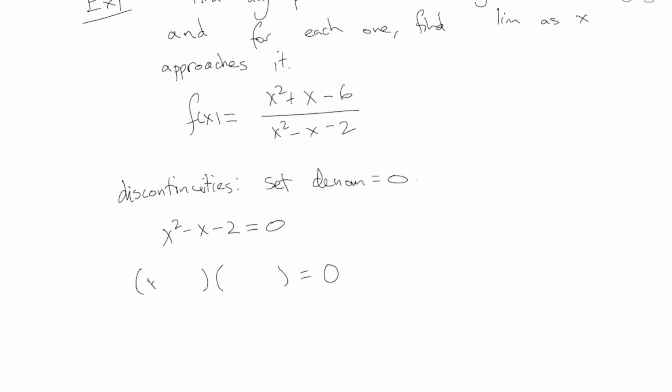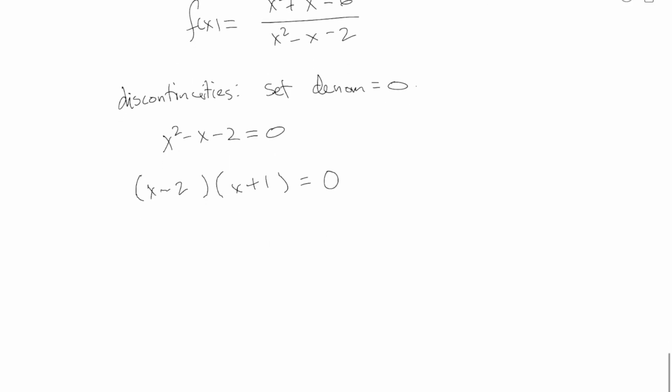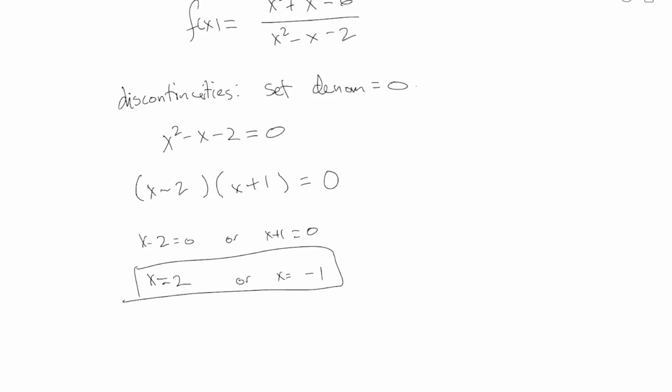x minus 2, x plus 1. Yes, I agree. I hope you remember how to factor. I said before, this is super important in this class. All right, continue. I'm trying to solve for x here. So this means x minus 2 equals 0 or x plus 1 equals 0. Solving for x each time, x is 2 or x is minus 1. So those are my discontinuity points. There are 2 of them, and they are 2 and negative 1.